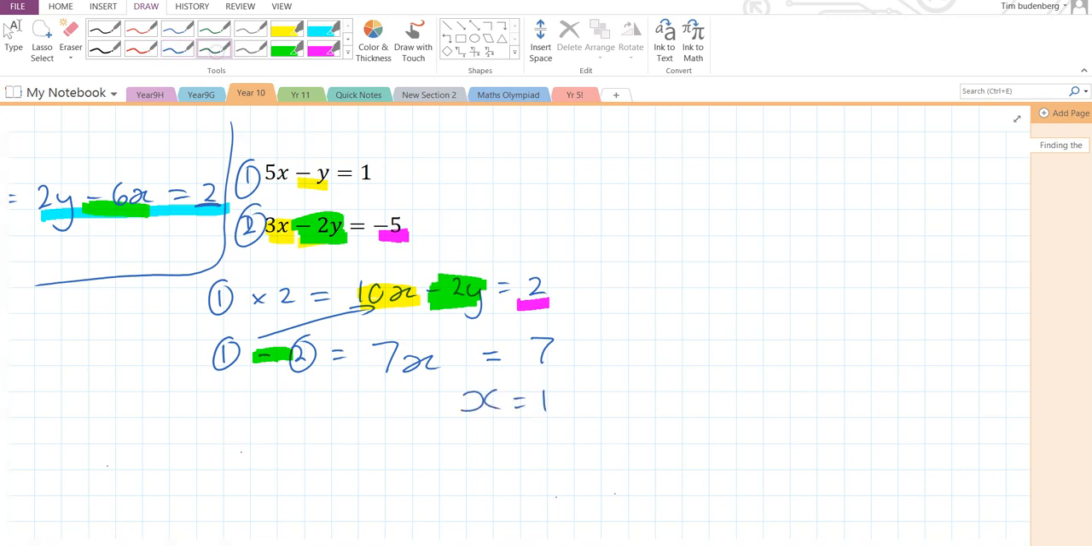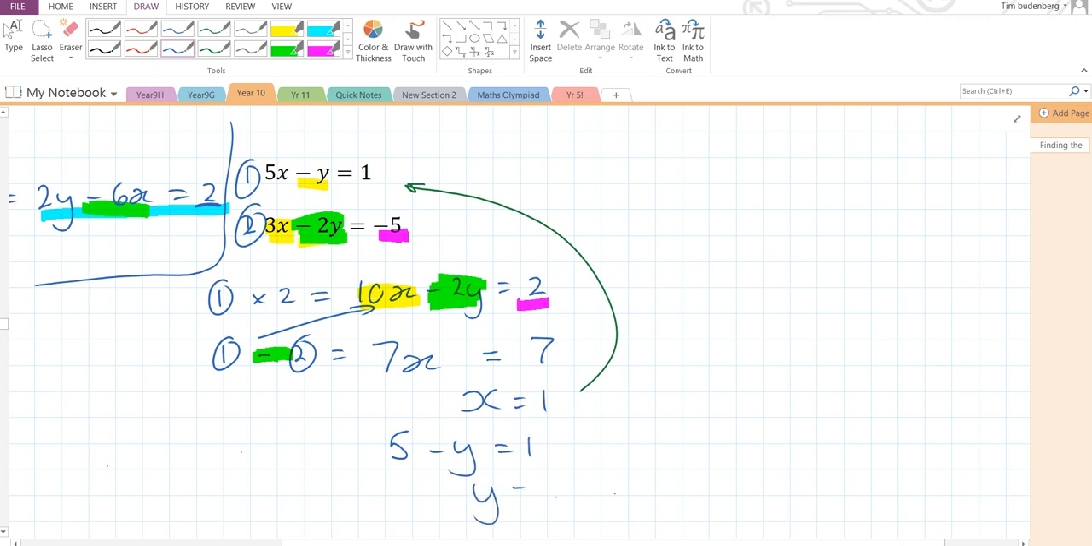I'm then going to take this, substitute it back in. 5 times 1 minus y is equal to 1. Y is equal to 4. Alright? So this is why I was encouraging you to label your equations carefully and think about the sign you will use between the two equations, because it's very easy to make a mistake.